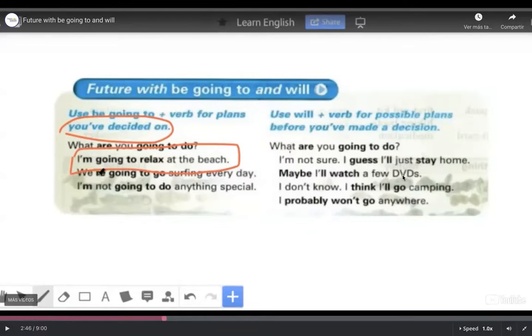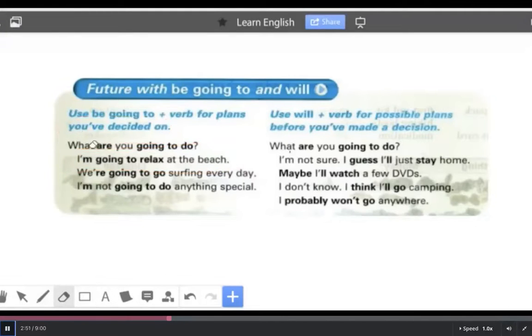When we have plans. Correct. When you have plans, when you have made the decision, you decided, then it's going to be "going to." This is the plan. Okay, good. And always with "going to," the verb is in present. Just a quick example there. You're almost sure that that event will happen.